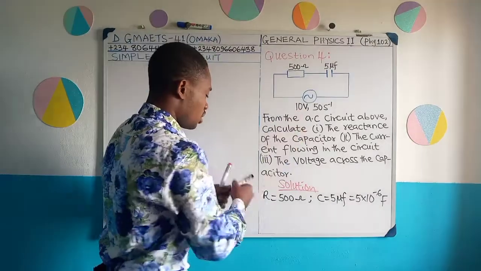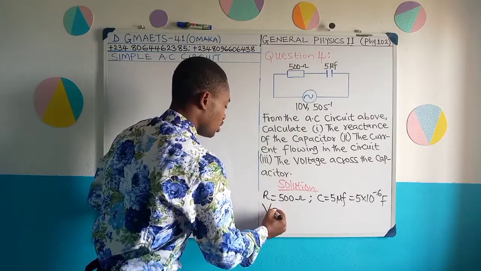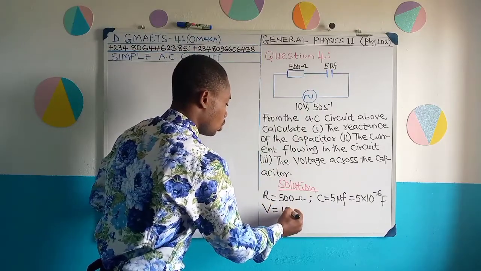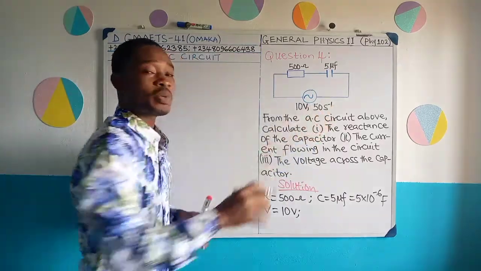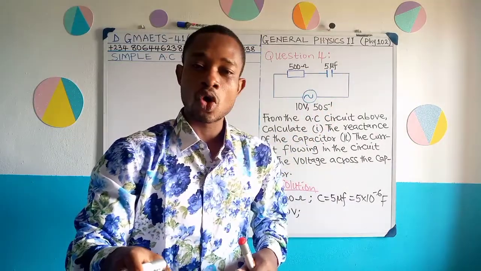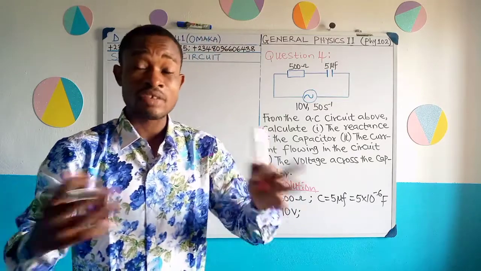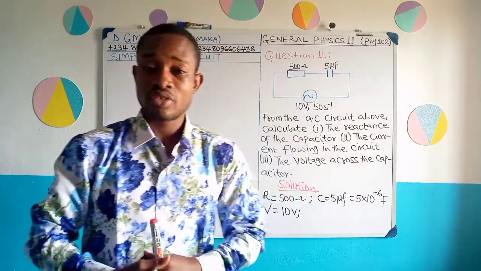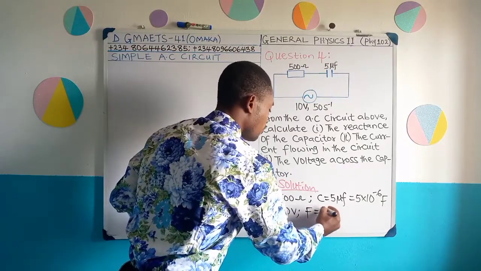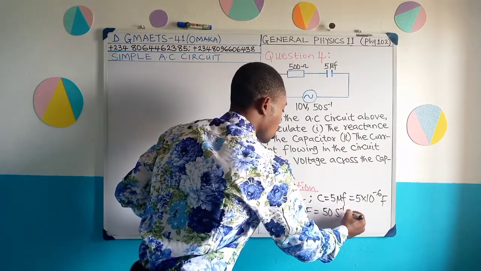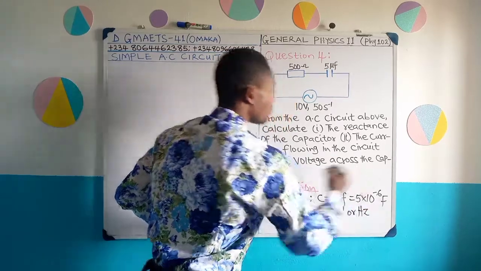Okay, so V here is 10 volts. And then we're given 50 per second. This per second is another unit for hertz, frequency, so it's the same as the hertz. Is that okay? So frequency F is equal to 50 per second, or let me put that as hertz.